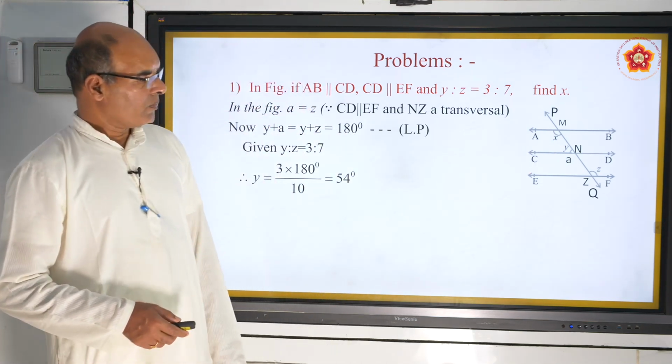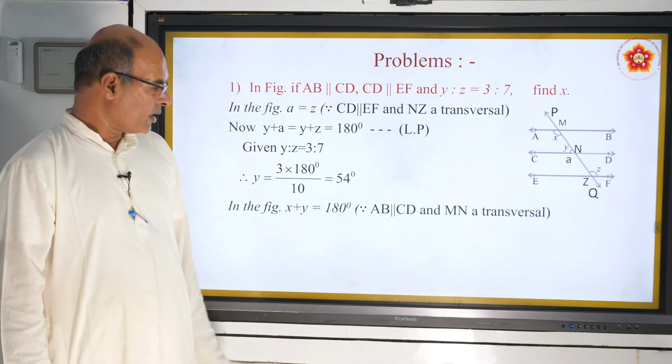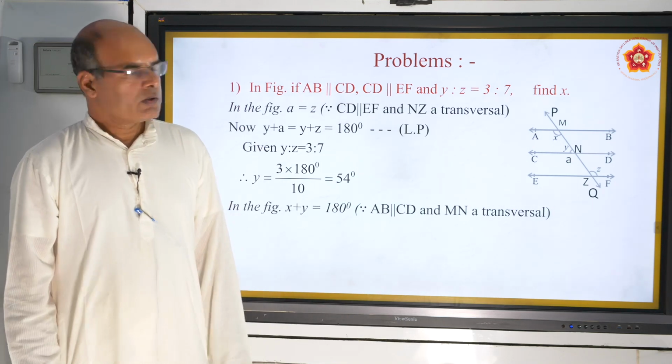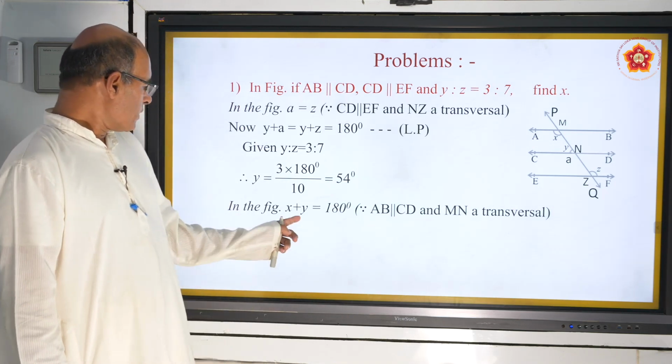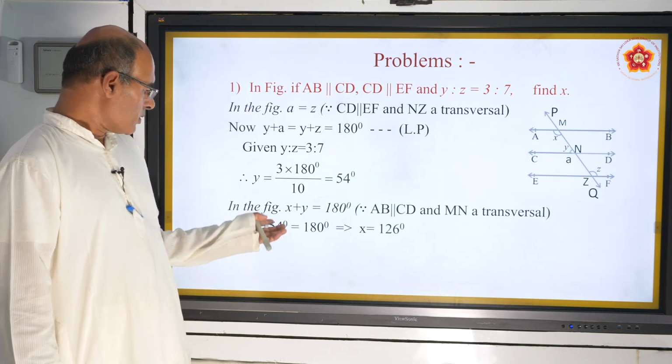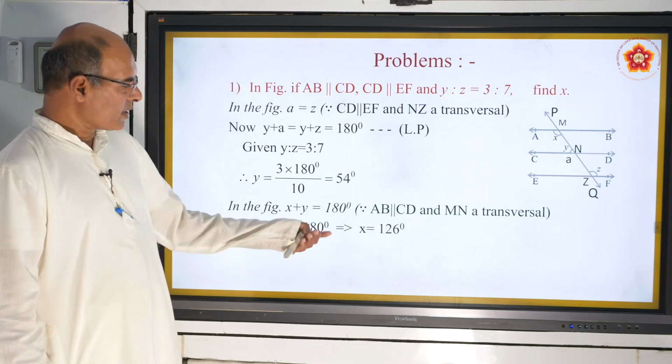Therefore X is equal to 180 minus 54 degree. Here X plus Y is equal to 180 degree, theorem 3.5. So Y is 54 degree. Subtract 54 degree from 180, so we get 126 degree.